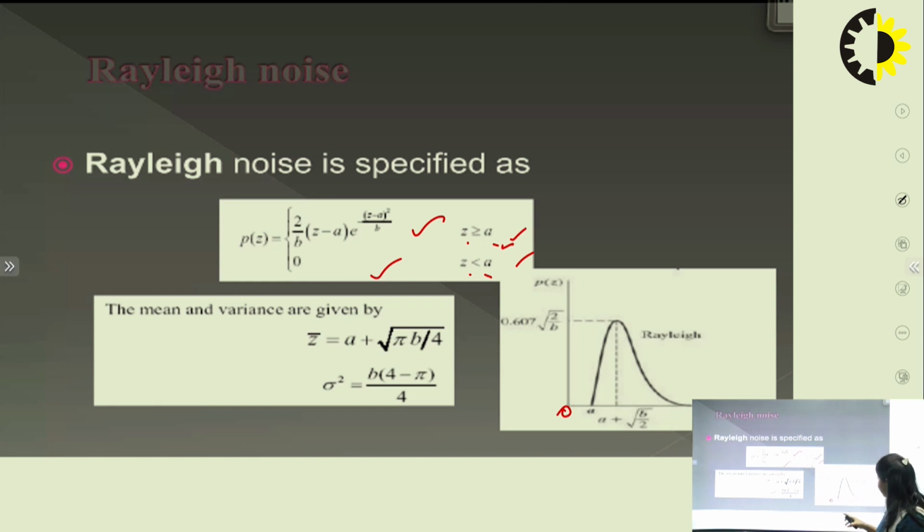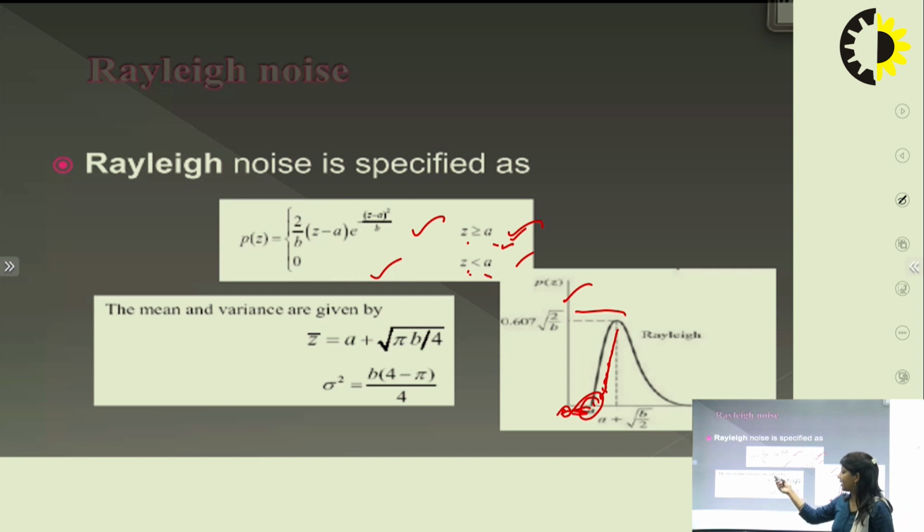So here we have threshold a. Below a, the value of noise is 0, so if z is less than a, there is no noise, and when z is greater than or equal to a, we put the value into this formula, then the noise increases, and at the maximum peak point the value of noise will be 0.607 root 2 upon b.